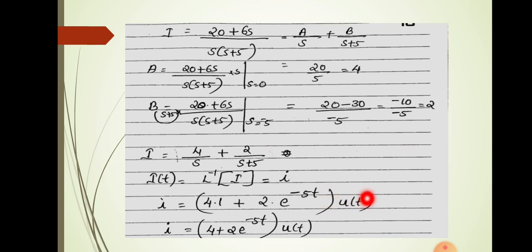Here we are using the u of t term because you know that u of t is a unit step function. It exists only for values greater than 0. Here we are dealing with circuits when the time is greater than 0, so that is why we are using the term u of t. It means this current value exists only for time greater than 0. Therefore, the current equation will be I equal to 4 plus 2 into e raised to minus 5t into u of t. That means whenever the switch is open, the current flows through L1 and L2, and that current equation is 4 plus 2 into e raised to minus 5t.